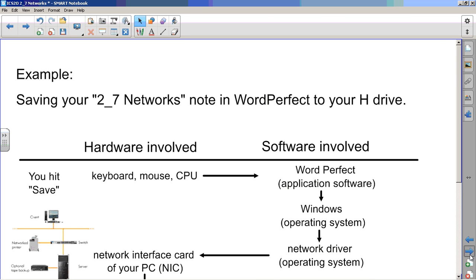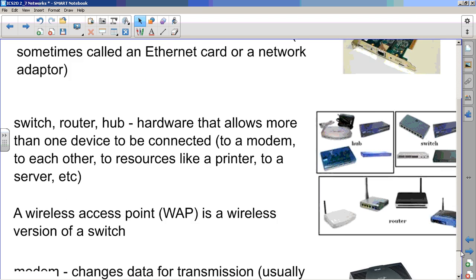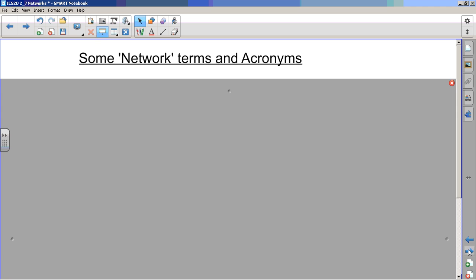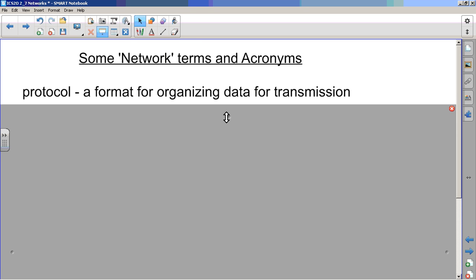All right, back to the terms. I wonder if I had another picture there for some. No, I must have deleted the picture. That other picture was okay. Okay, last slide. Protocol.